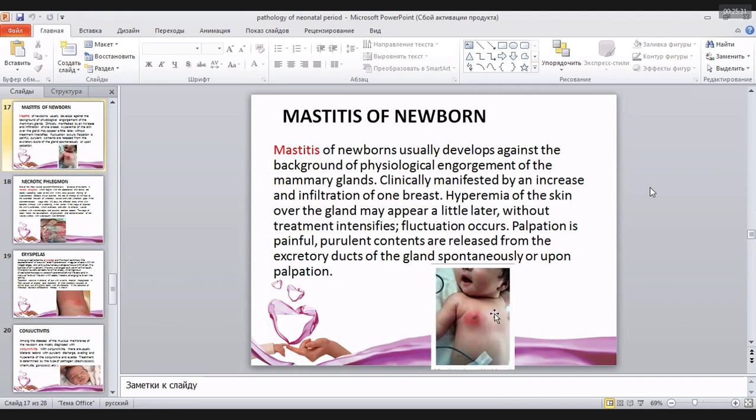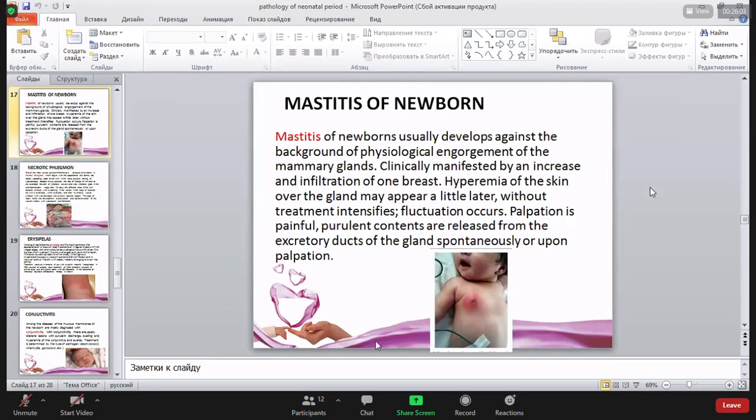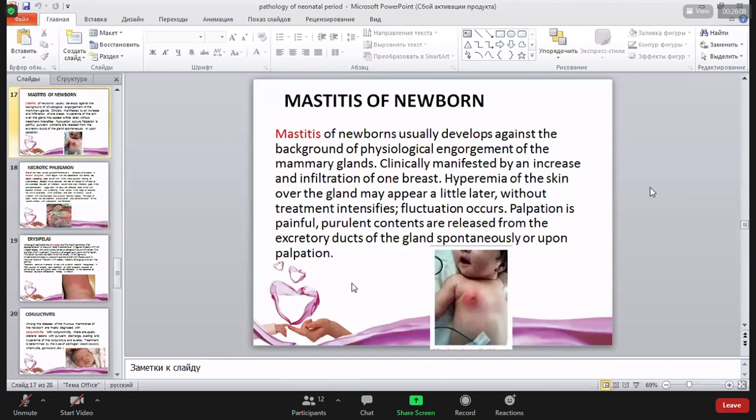Mastitis. We spoke about the hormonal crisis, but here it is mastitis. It usually develops against the background of the physiological enlargement of the mammary gland and is manifested by enlargement and infiltration of the breast. Hyperemia of the skin over the gland may appear, and sometimes, if we don't treat this condition, fluctuation may occur. Palpation of the mammary gland is painful. Purulent content is released from the excretory ducts of the gland spontaneously or upon palpation.